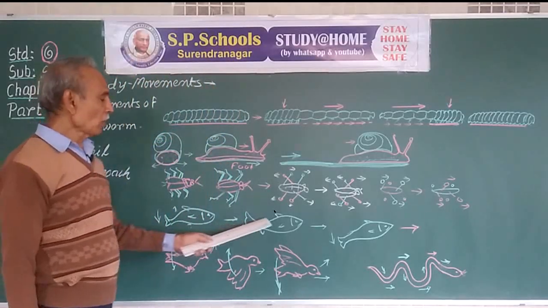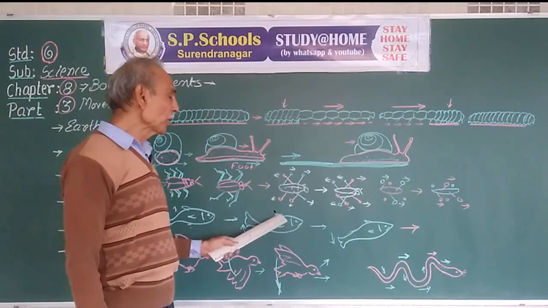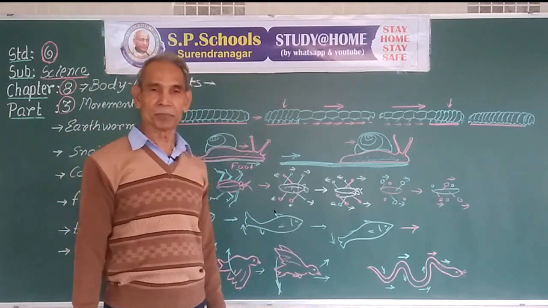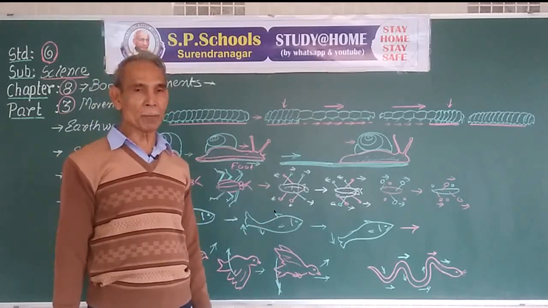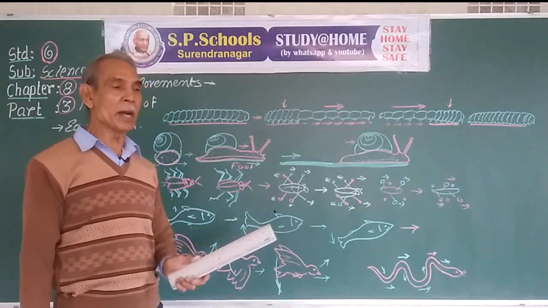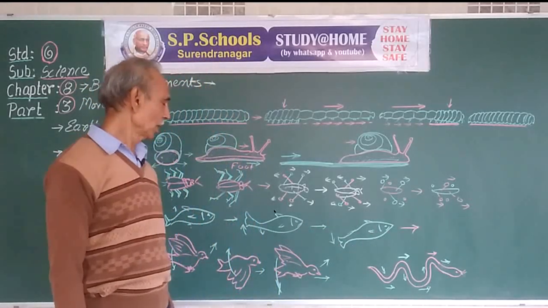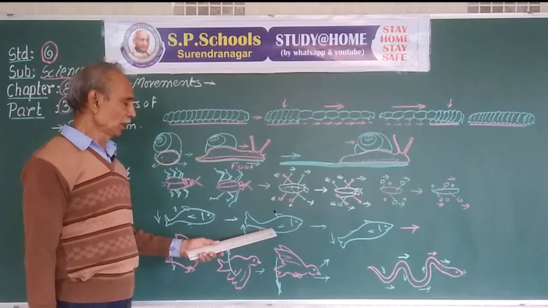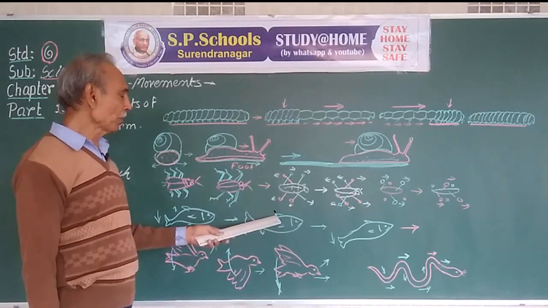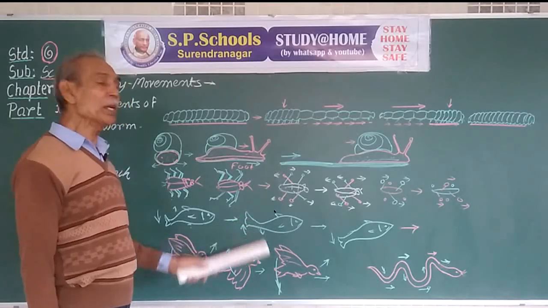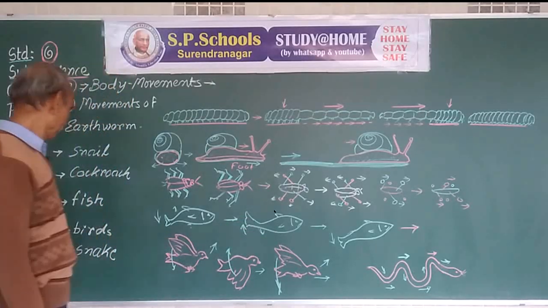A fish has also other fins on its body. These fins help to keep balance and maintain the direction of motion. Thus, the fish makes movement with the help of the fins of its body.